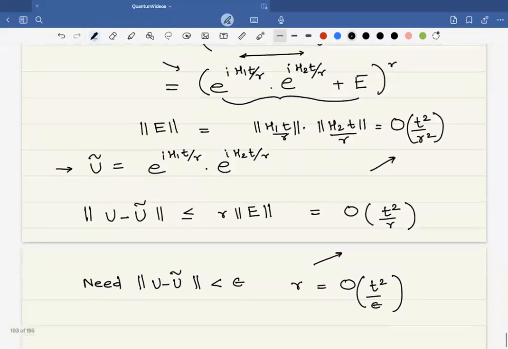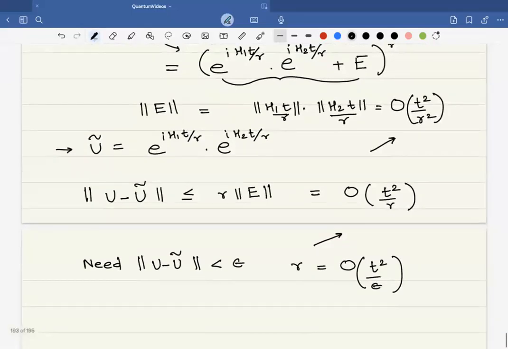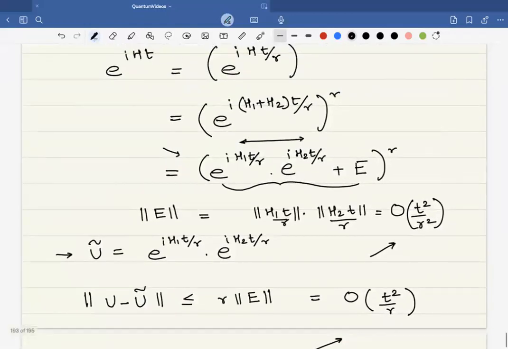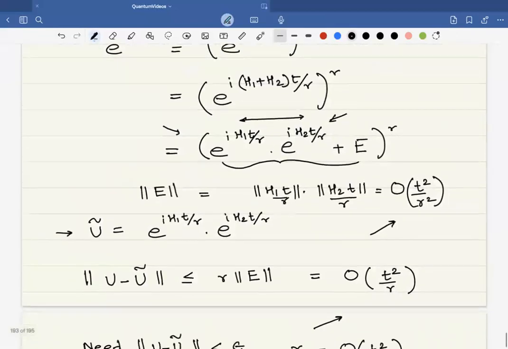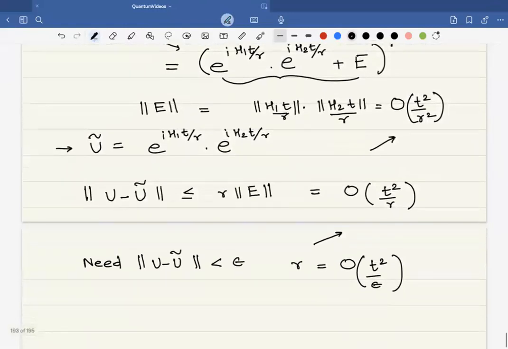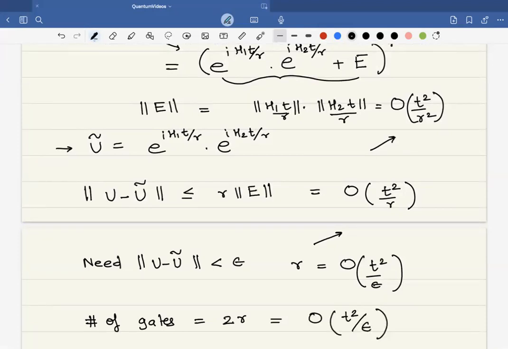And then how many gates do I need? Well, if you look at this, there are two two-qubit gates inside here, and you have to apply them r times. So there are in fact 2r gates. So the number of two-qubit gates is equal to 2 times r, which is also of order t squared over epsilon, which is polynomial in t and 1 over epsilon.